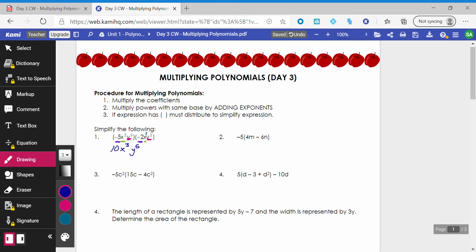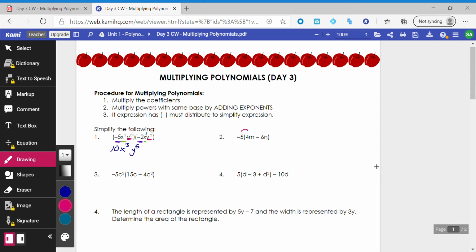Now if I look at number 2, it's set up a little bit differently. This one I have negative 5 times 4m minus 6n. So here we have a monomial times a binomial. So one guy times two guys inside parentheses. This is where distribution comes into play. What distribution means is I take what's on the outside of the parentheses and multiply it times everything inside.